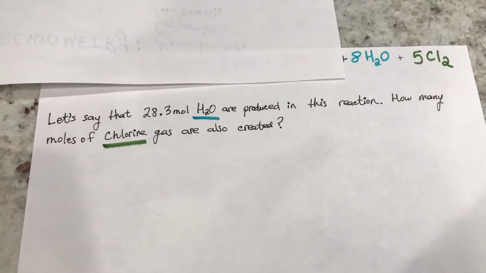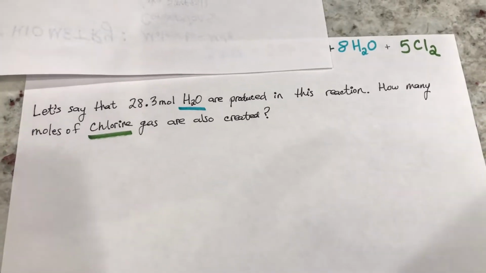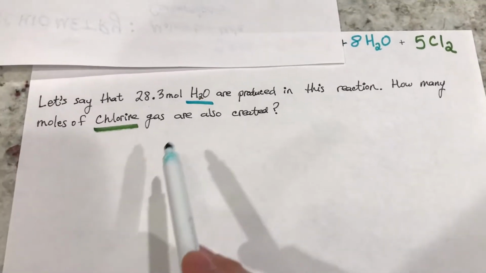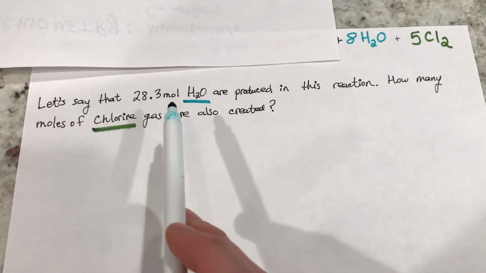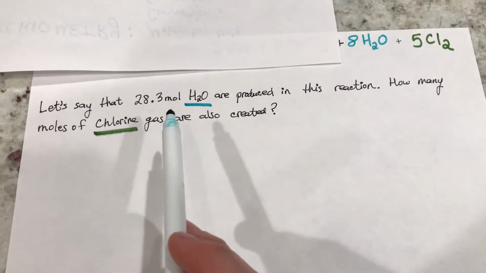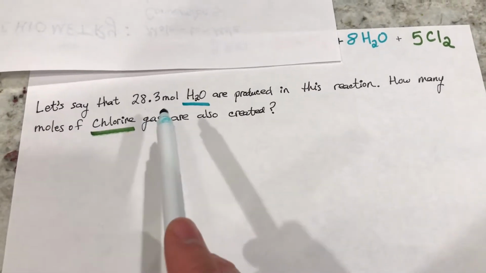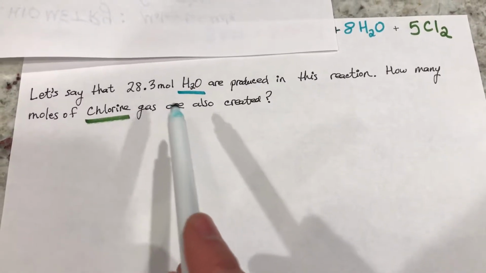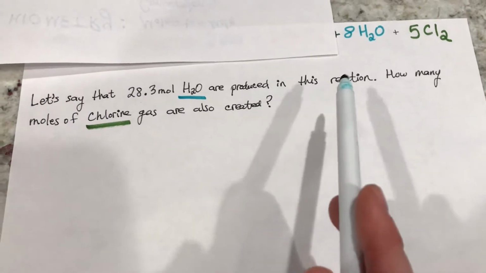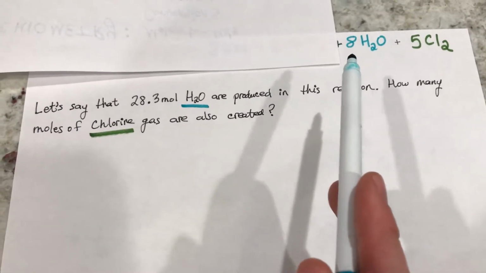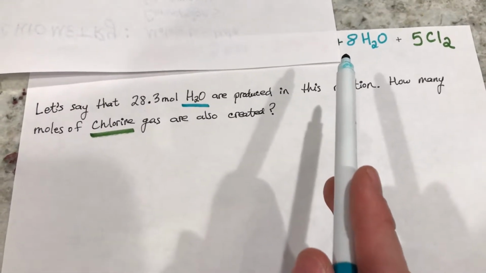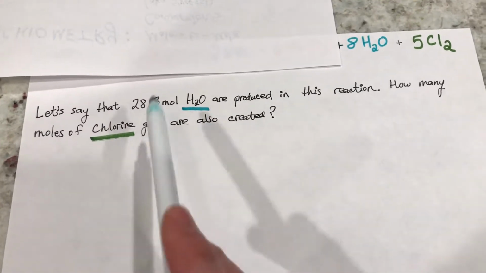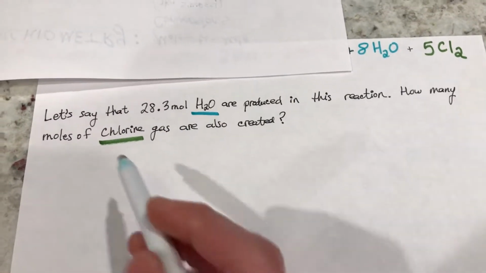So very similar to what we did in class, all we're doing is a mole-to-mole conversion. Don't let the mole unit confuse you. It's just a unit, all right? It's not scary. So let's say we have 28.3 moles of water. As in every single conversion ever, we always start with our given quantity. It's not 8. Oh God, no. Not 8. That is used in the balanced equation. Your given measurement is 28.3 moles of water.